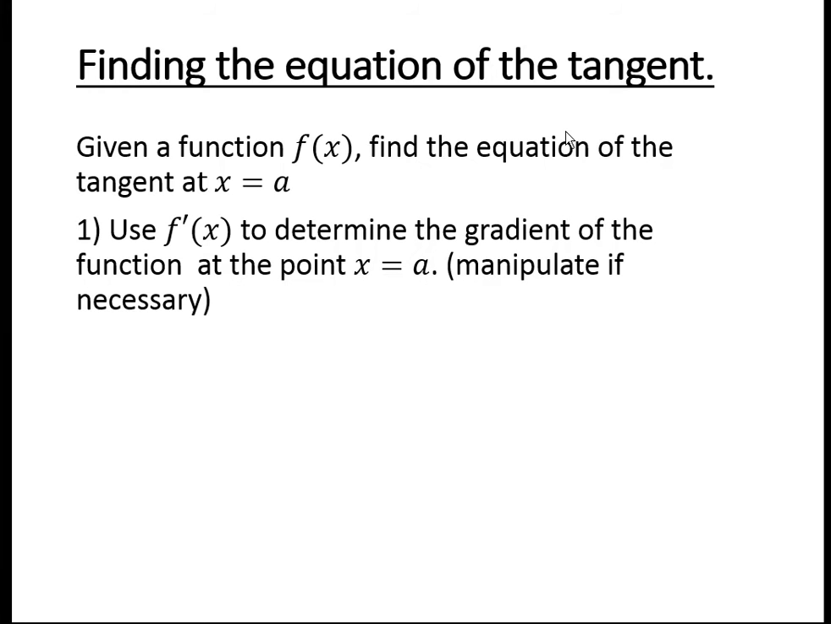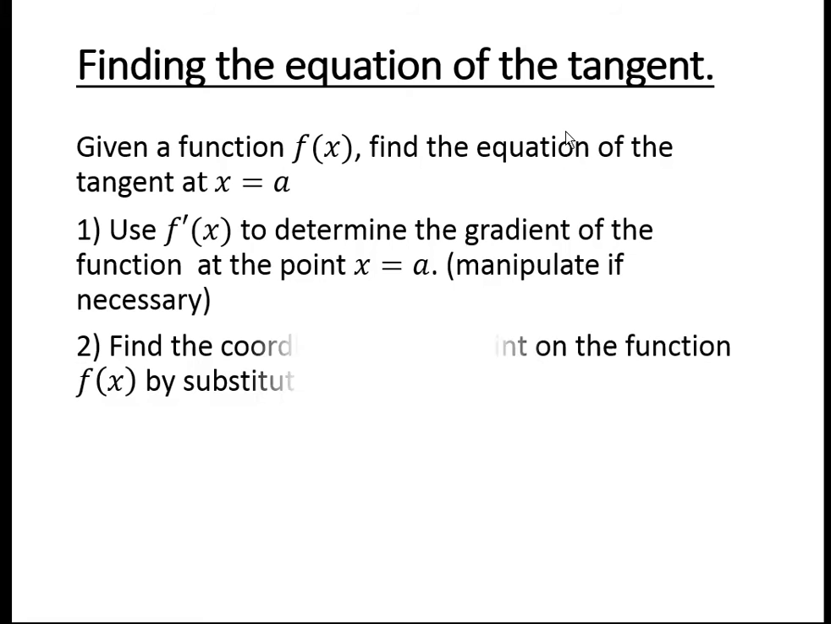The first thing we're going to do is use the derivative to determine the gradient of the function at that particular point. We may need to do a little manipulation. We might talk about if it's perpendicular, it's called a normal. So we may need to make some small changes, but that's the basic idea. Take the derivative, plug in the point, and that gives me the gradient at that particular point.